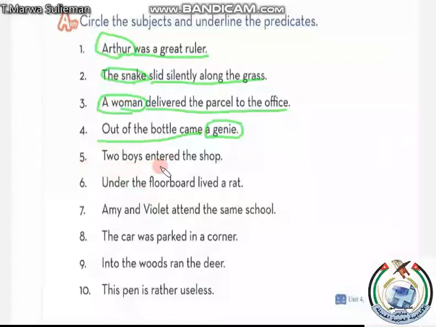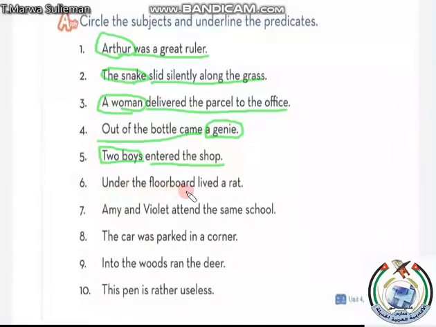Number 5. Two boys entered the shop. Who entered the shop? The two boys. So the two boys is the subject. Entered the shop is the predicate. Entered is the verb.